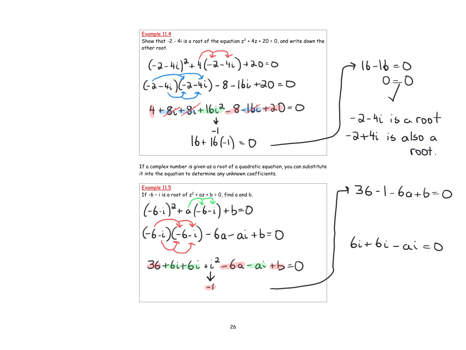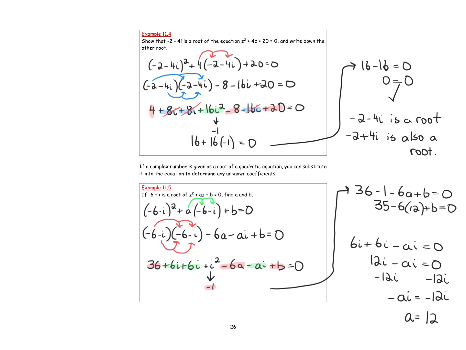Adding those two together, we will get 12i minus ai is equal to 0. Minusing the 12i from both sides, I'll end up with minus ai is equal to minus 12i. I'm going to divide everything by minus i, meaning I'll be left with a equal to plus 12. Now that we know that a is 12, I can replace the a in the top line with 12. First of all, we have 36 minus 1, so we'll get 35. Minus 6 times 12 plus b is equal to 0.